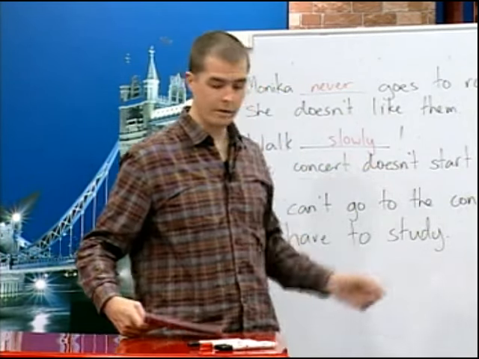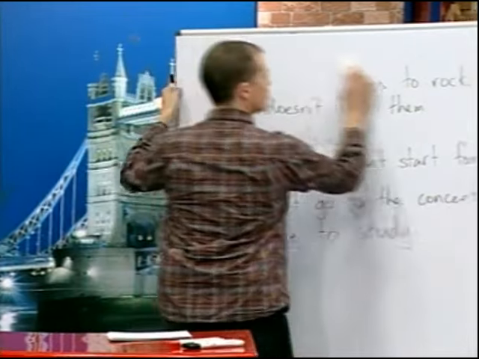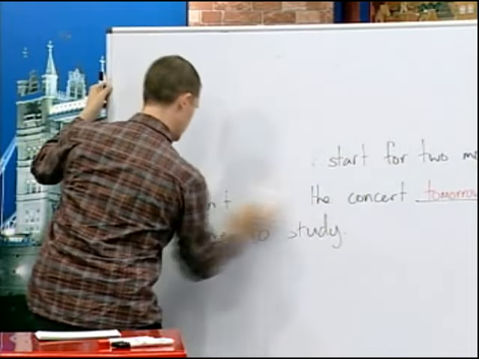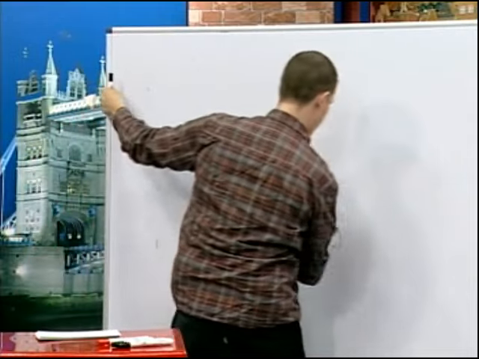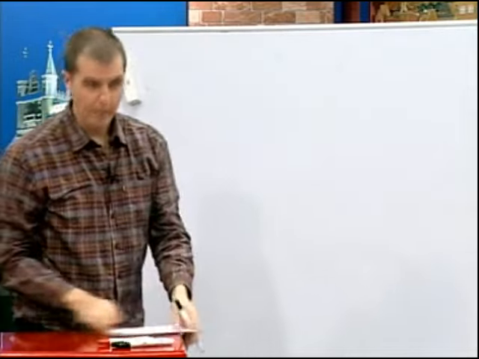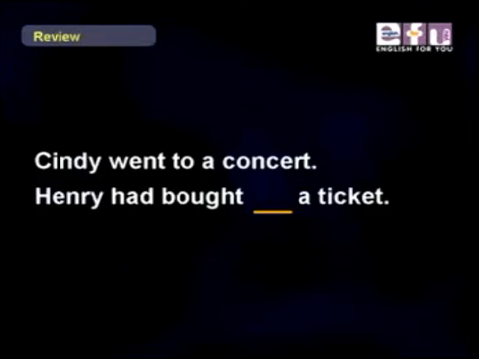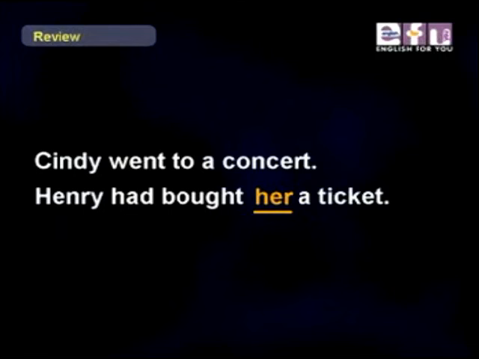And again, we'll do the same one. You can fill in the gaps. So let's take this off the board. And the first one will be for Monica. You can go first this time. Cindy went to a concert. Henry had bought her a ticket. That's simple. Good. Her. Cindy went to a concert. Henry had bought her a ticket.